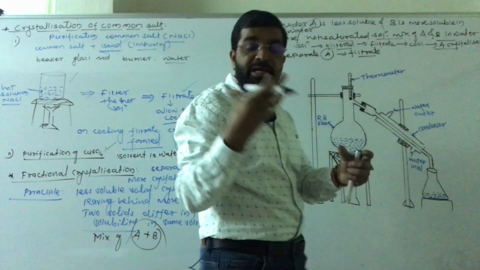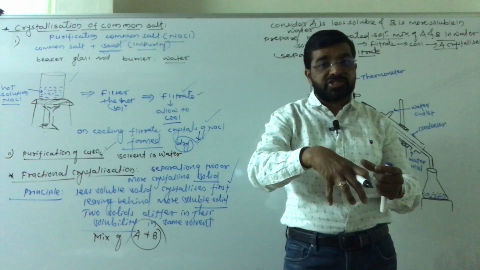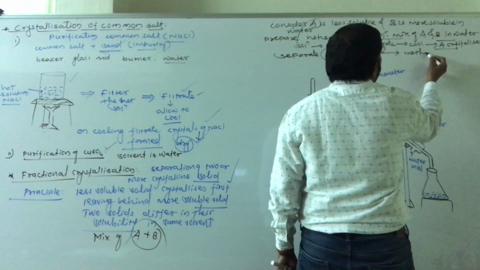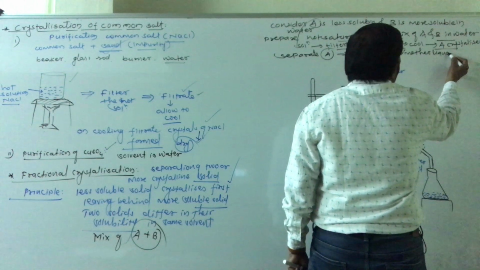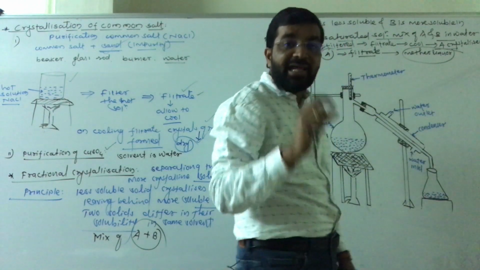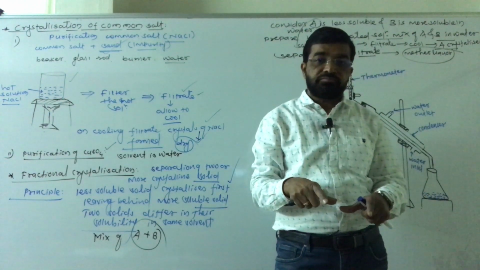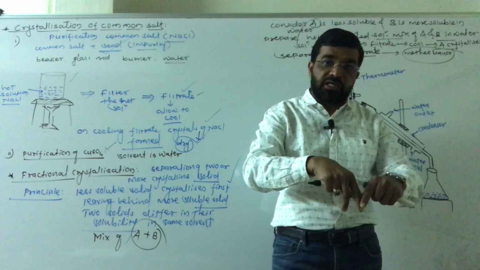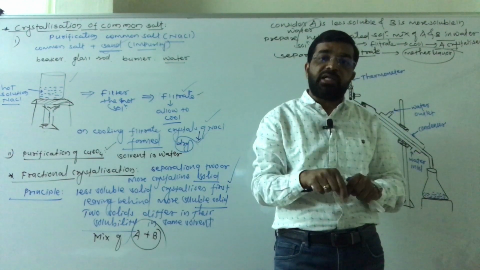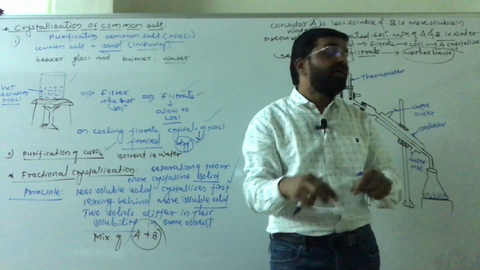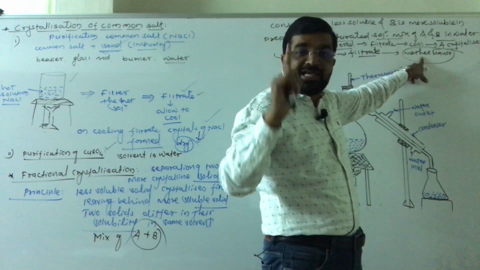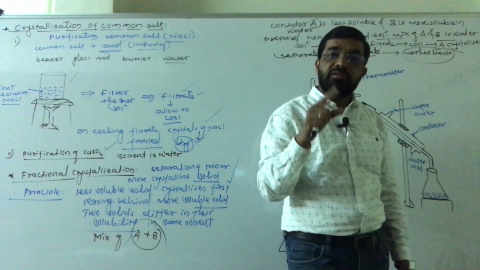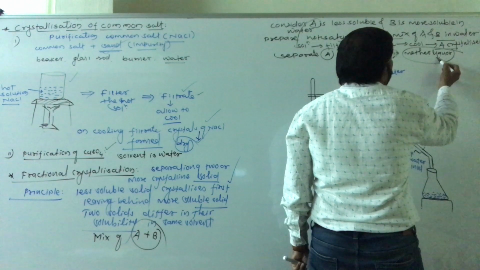Filter it. The crystals of A will come on the filter paper, and the filtrate that still comes down is called mother liquor. This mother liquor is again concentrated by heating. Heat it, concentrate it, and again it is filtered, and that mother liquor after the concentration by heating is allowed to cool, which is less soluble substance now B. So on cooling that mother liquor, B will be crystallized.